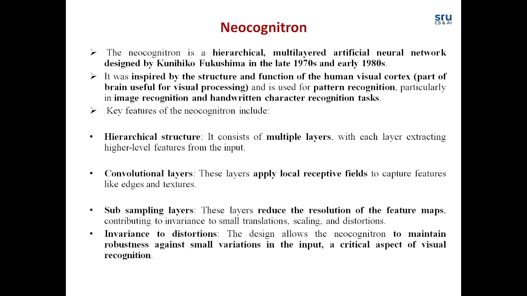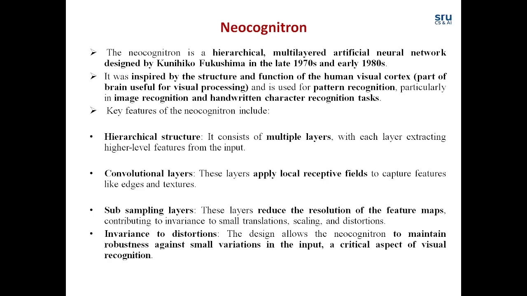Neocognitron. It is a hierarchical multi-layered artificial neural network which was designed by Kunihiko Fukushima in the late 1970s and early 1980s. It is inspired by the structure and function of the human visual cortex. This human visual cortex is a part of the brain which is useful for visual processing. We can use this for pattern recognition such as image recognition and handwritten character recognition tasks.